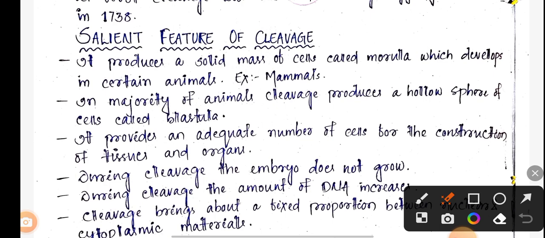It provides an adequate number of cells for the construction of tissues and organs. You can remember it easily: tissue and organ. It provides an adequate number of cells for construction of tissues and organs. During cleavage, the embryo does not grow. It is a most important question. When the process of cleavage starts, the embryo does not grow.